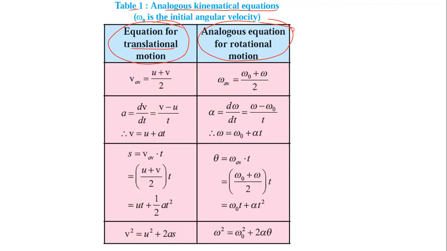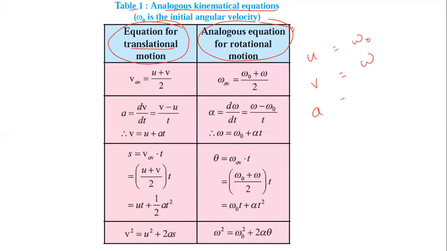When we are using analogy, in the kinematical equation, u is initial velocity. In angular or rotational motion, we are using omega 0 for angular velocity. So u is initial velocity, omega 0 is initial angular velocity. v is final linear velocity, so instead of that, we are using omega in rotational motion.